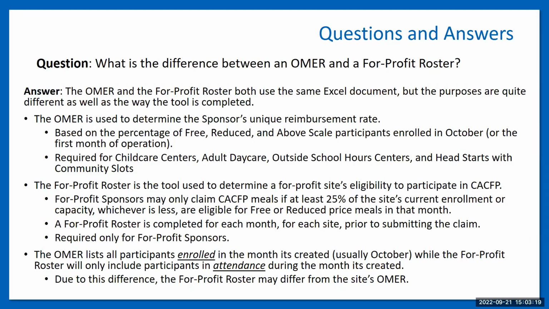There's also one main difference between how these two tools are created. The OMER must list all participants enrolled in the month that it's created. So usually that's October, while the for-profit roster will only include the participants that were in attendance during the month it is created. So due to this difference, the for-profit roster may differ from that site's OMER.